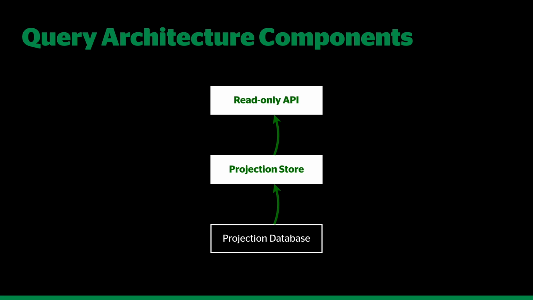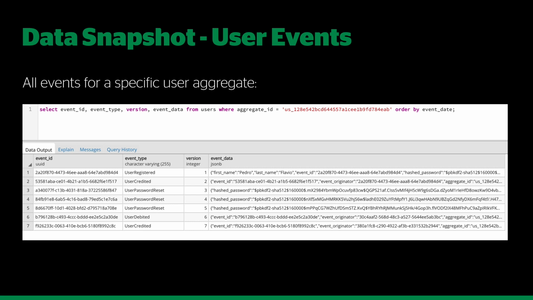So, all good, but let's see how data is structured, so you can have an idea. These are the events for the user, and here I'm selecting all the events for a specific aggregate. You can see that I have all the event types. I know exactly what happened with this user, the dates, everything, and I have all the event data telling me what was being recorded, what is being sent by the commands.